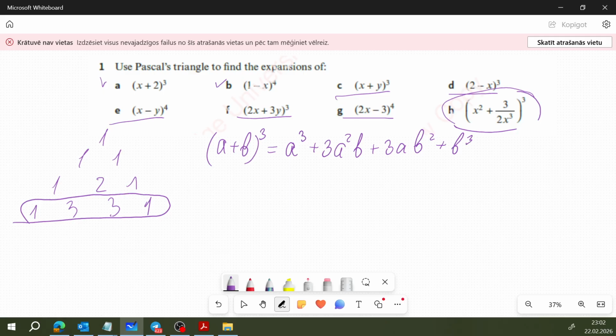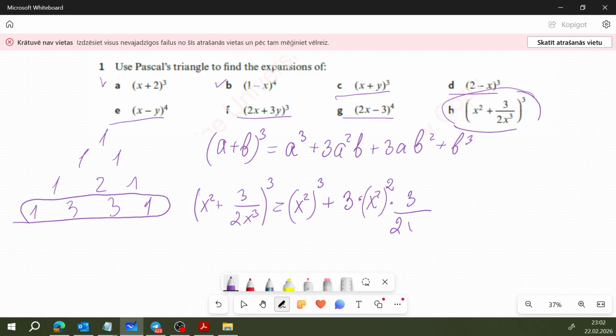And now we have this more complicated expression: x squared plus 3 divided by 2x cubed, to the power of 3. So if we want to open this one, we have to proceed as in the example. So here instead of a, you have x squared. Now you will have x squared to the power of 3. Then plus, here you will have 3 times x squared squared, so x squared shall be put into square, and it shall be multiplied by just the second term, 3 divided by 2x cubed. So the next thing here is squared also.